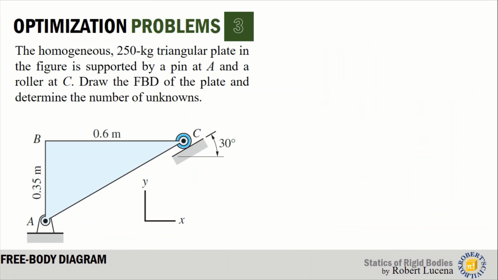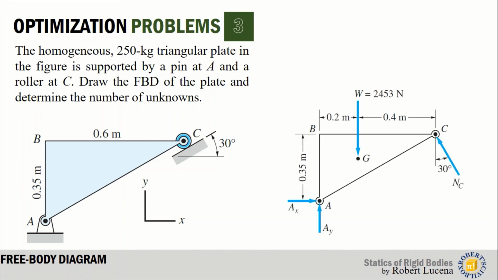How about in this case, a homogeneous 250 kilogram triangular plate in the figure is supported by a pin at A and a roller at C. Let us draw the free body diagram of the plate and determine the number of unknowns. So the first thing we do is to remove all the support condition. So after we remove all the support, we first introduce the applied load, and the applied load is only the weight of this triangular plate that passes to its centroid.